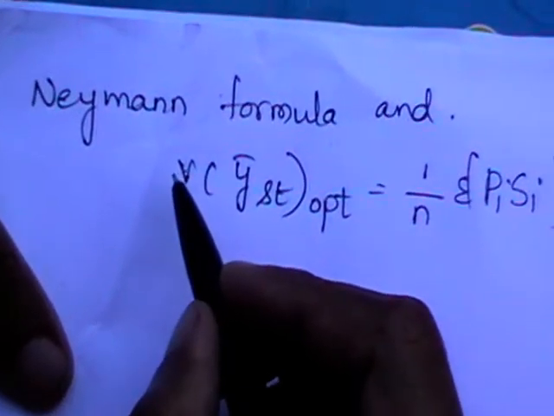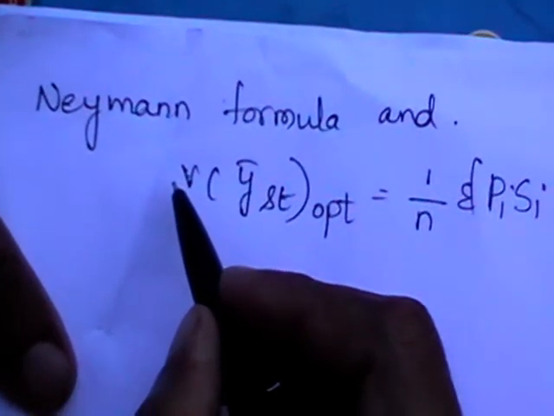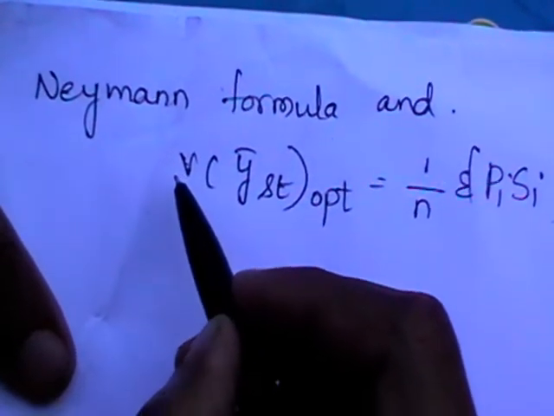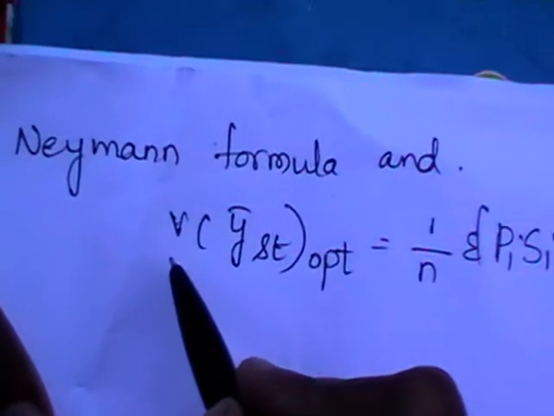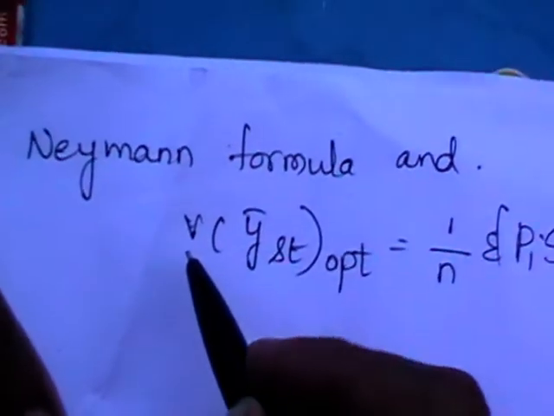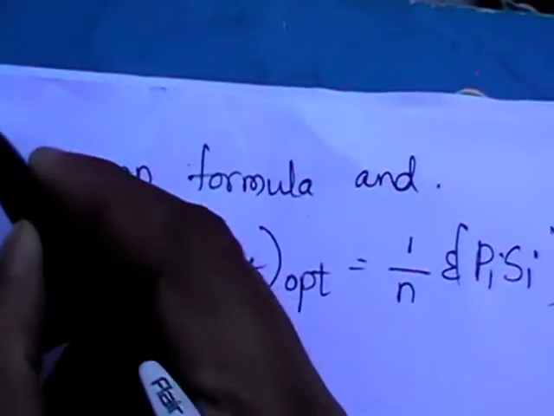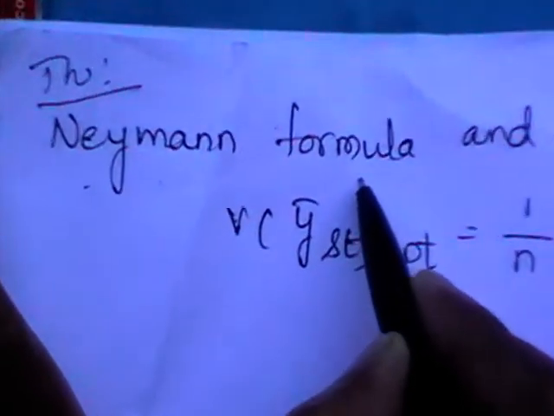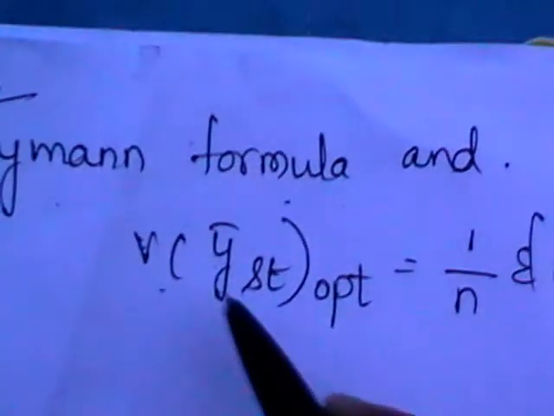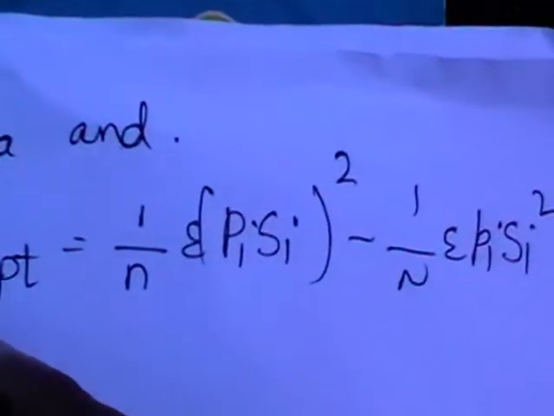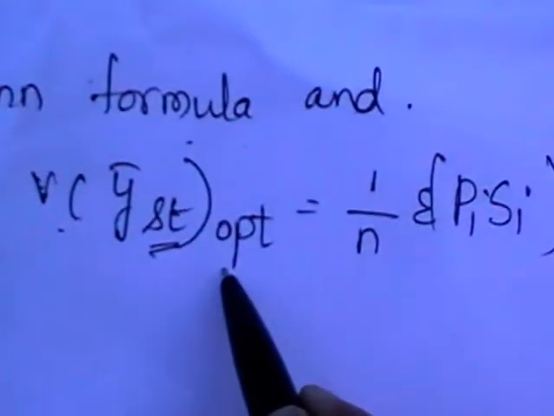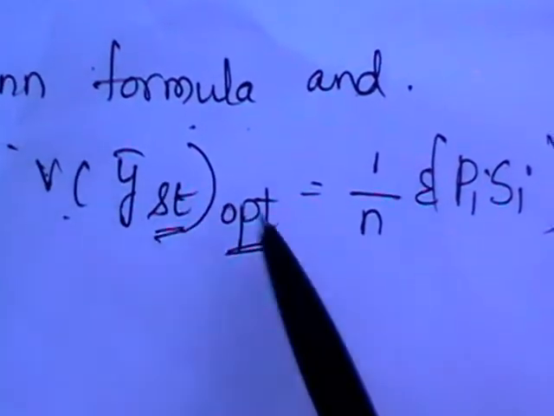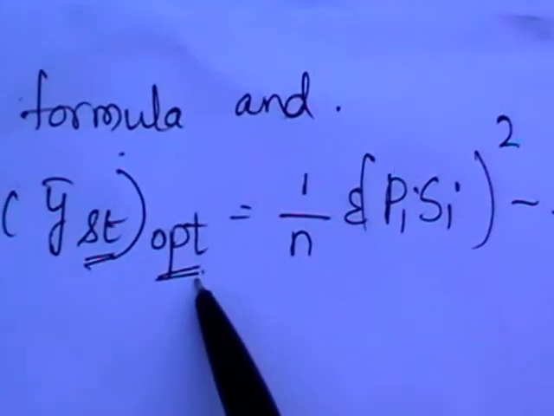So we are in stratified random sampling. In that we have discussed proportional allocation. The next topic to be discussed is optimum allocation. Here we are going to derive the next theorem, deriving the Neyman optimum formula, and hence finding the variance of sample mean under stratified random sampling under optimum allocation. This is also called optimum allocation or Neyman optimum allocation.